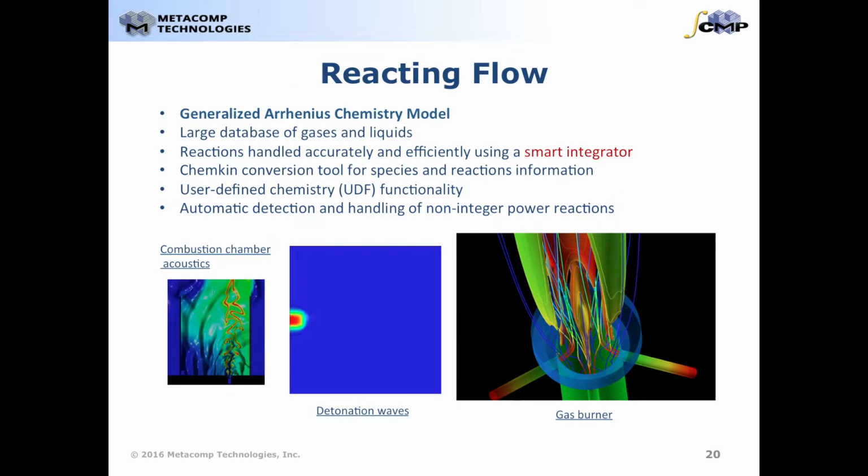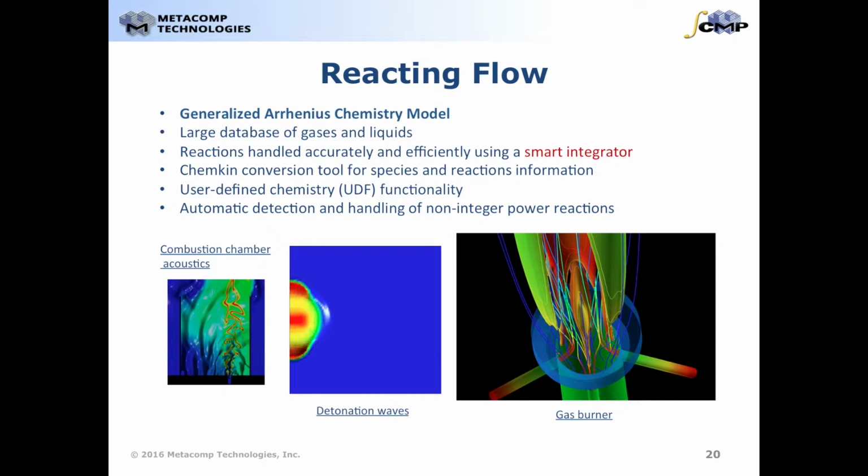For reacting flows, we have a generalized Arrhenius chemistry model with a built-in database with species properties of gases and liquids. Chemical reactions are handled accurately and efficiently using a smart integrator which automatically calculates the number of steps needed for a proper inversion of chemistry. A Chemkin tool enables conversion of species and reactions information from Chemkin to CFD++. A user-defined chemistry feature allows you to program your own finite rate chemistry. Automatic detection and handling of non-integer power reactions are possible in CFD++.